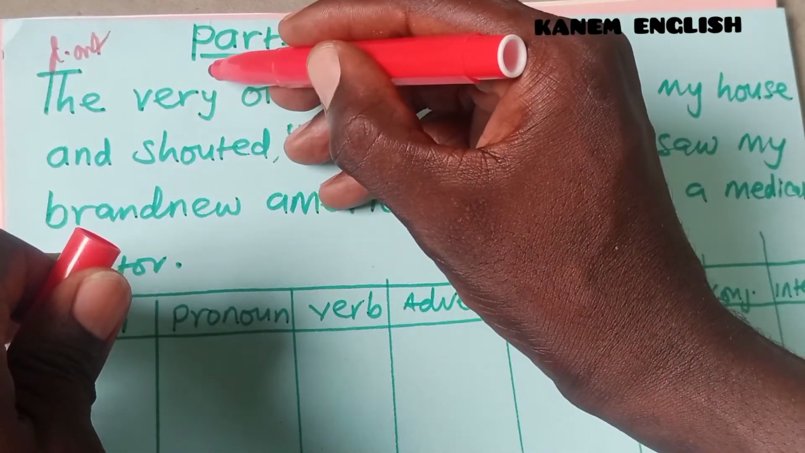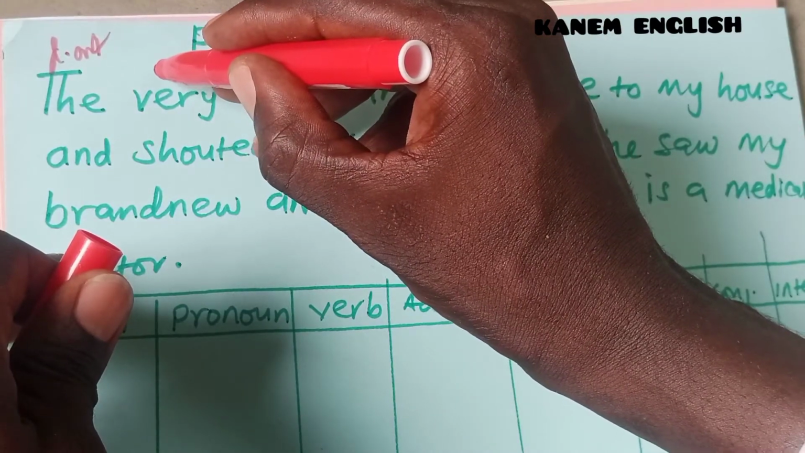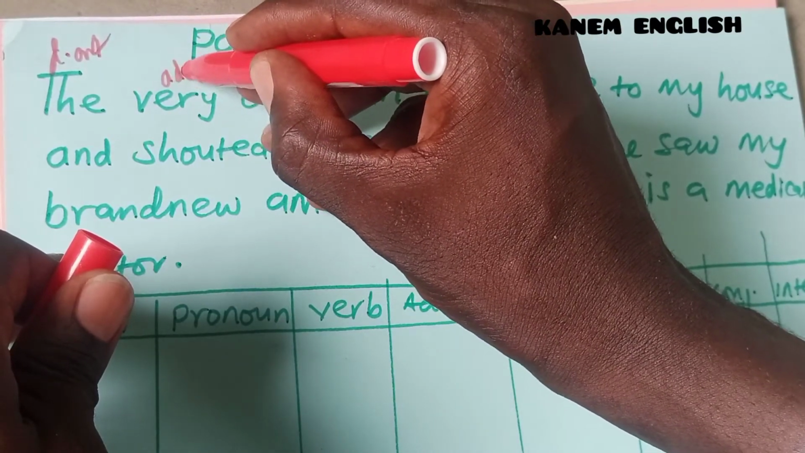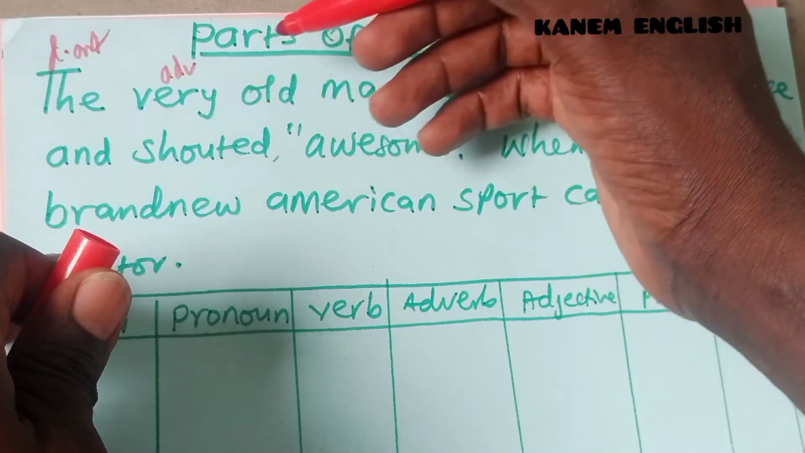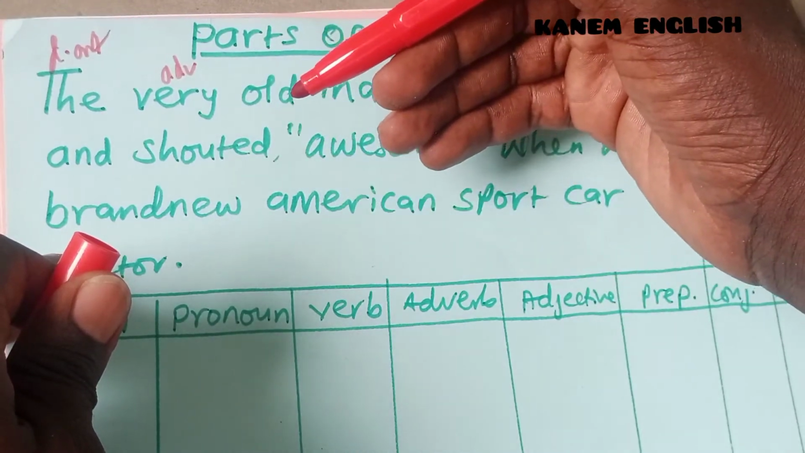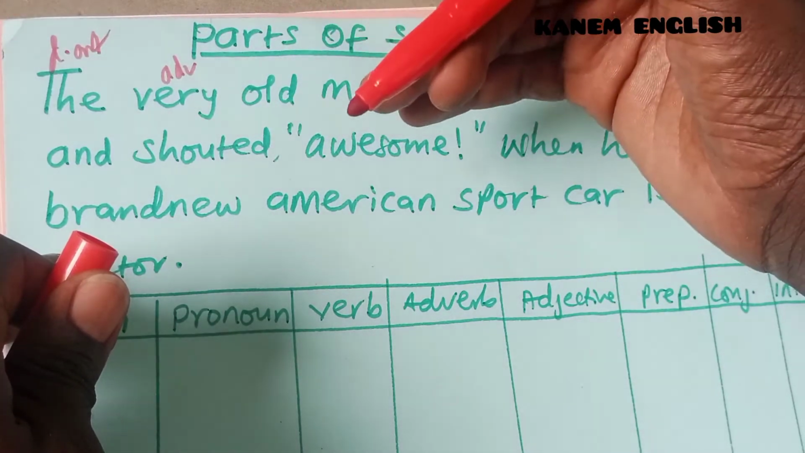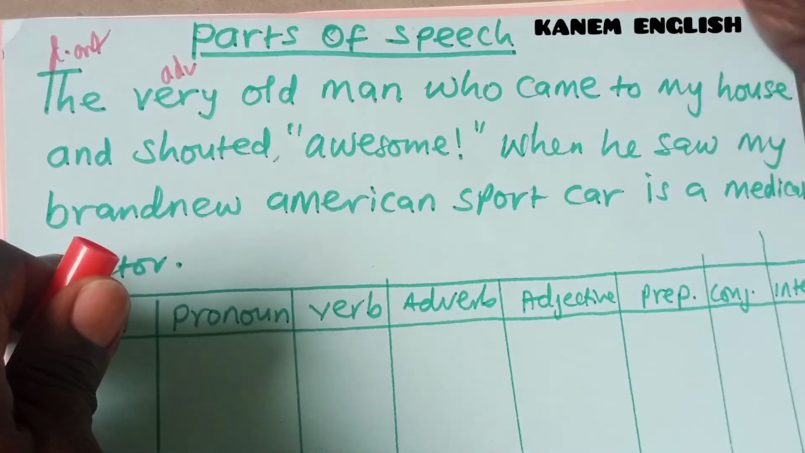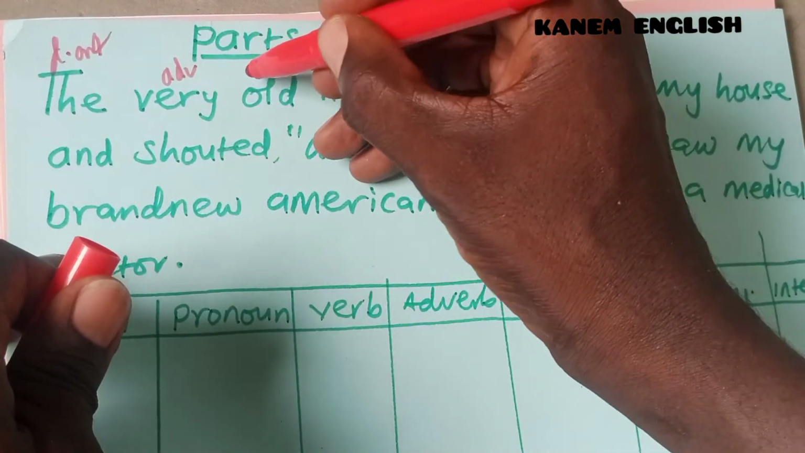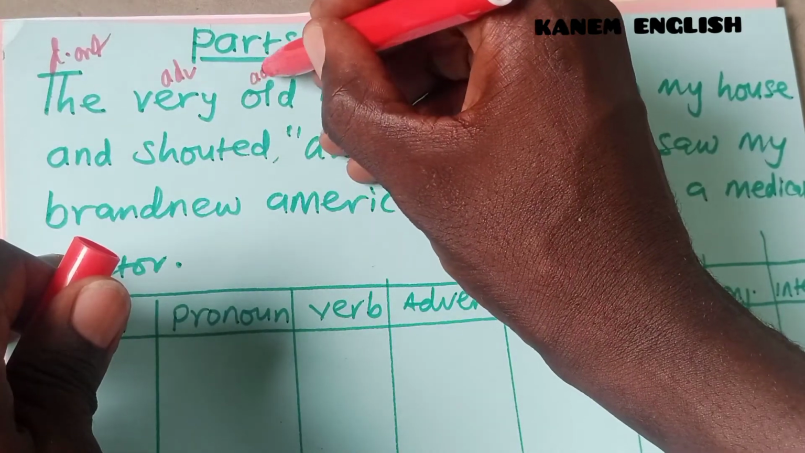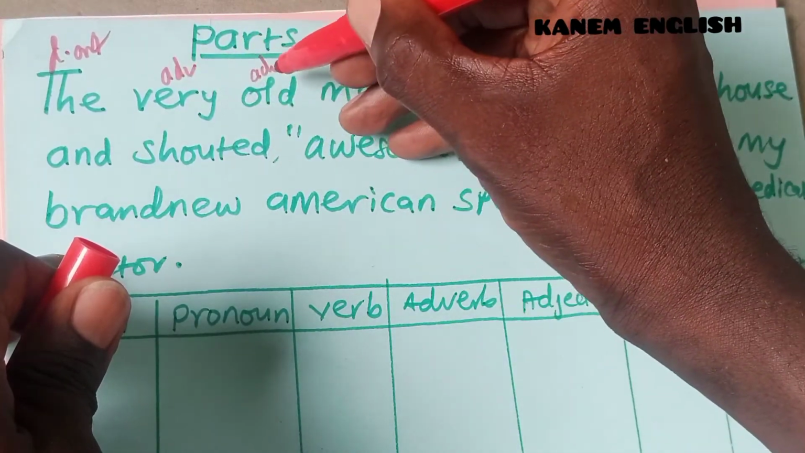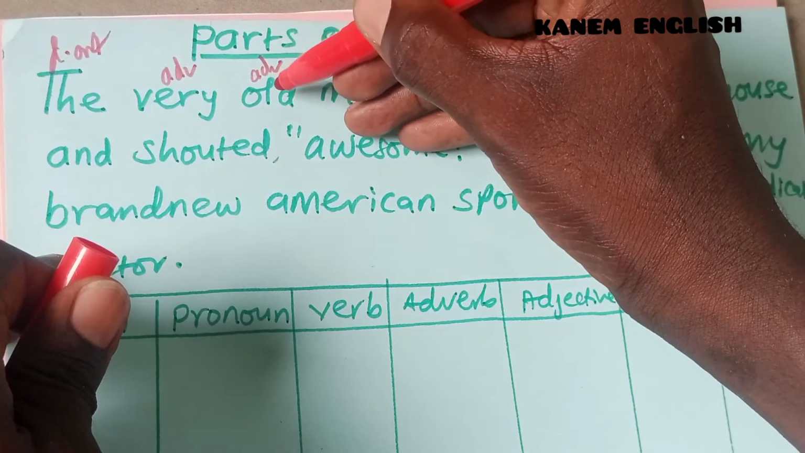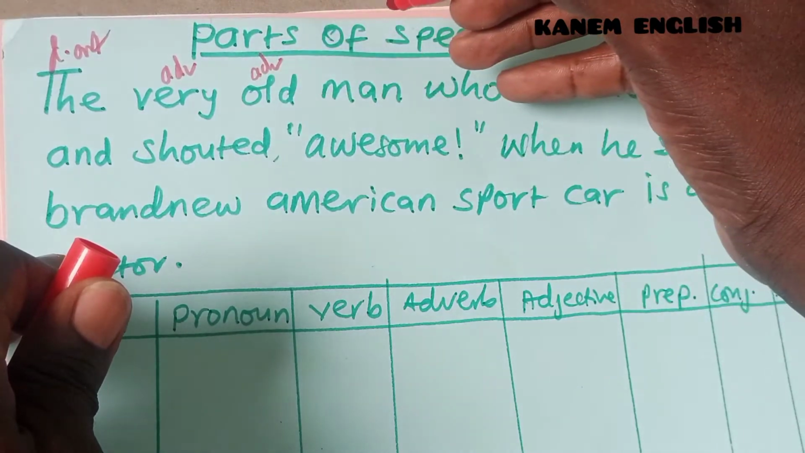Then we also have very. This one is adverb of degree, because we are saying very old. So it's telling us the degree of his oldness. That means he is old. So not just old, but very. So we are telling the degree. Then we have adjective here. So this adverb is qualifying or describing the adjective.